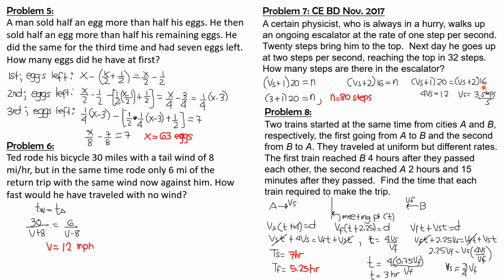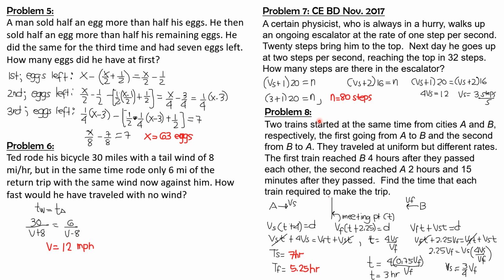Since these two are equal, equating (v sub s plus 1) times 20 equals (v sub s plus 2) times 16. So 20 v sub s minus 16 v sub s is 4 v sub s, and 2 times 16, 32, minus 20 is 12. Solving for v sub s, we have v sub s is 3 steps per second. Substitute into this equation to solve for n, the number of steps of the escalator. So (3 plus 1) times 20 equals n, so n is 80 steps.